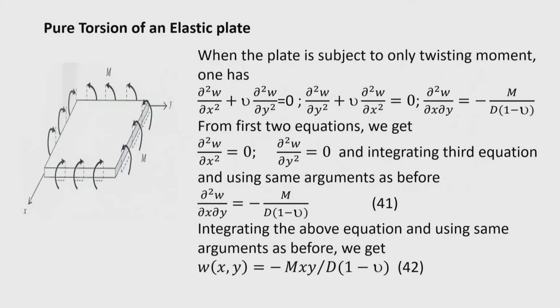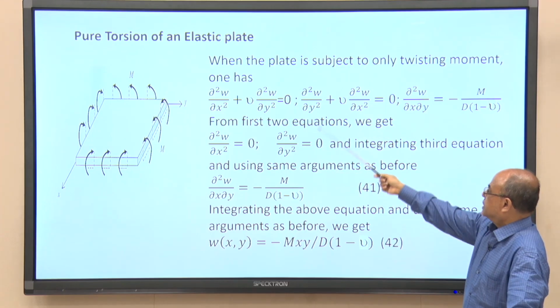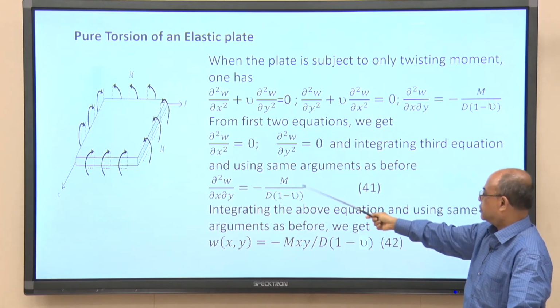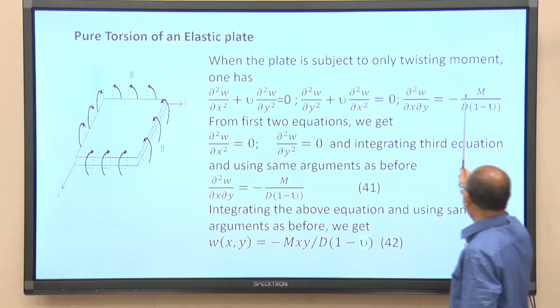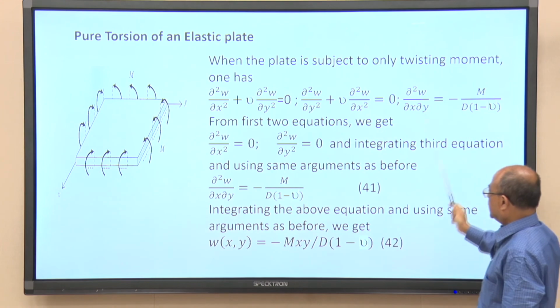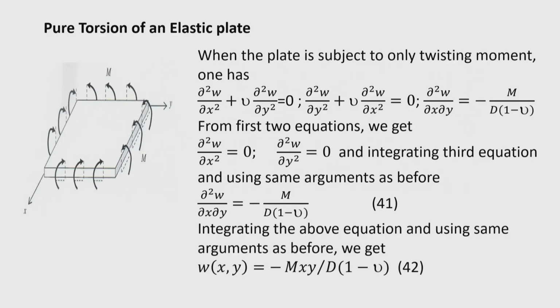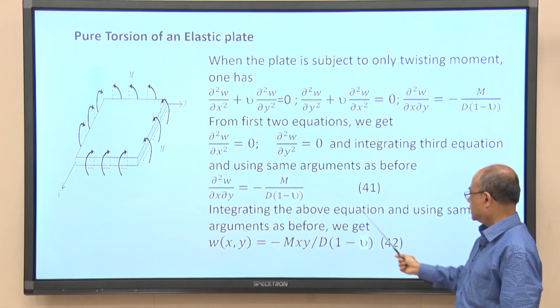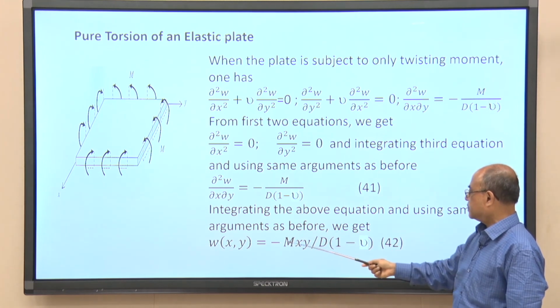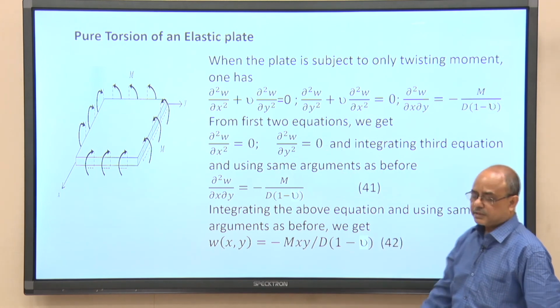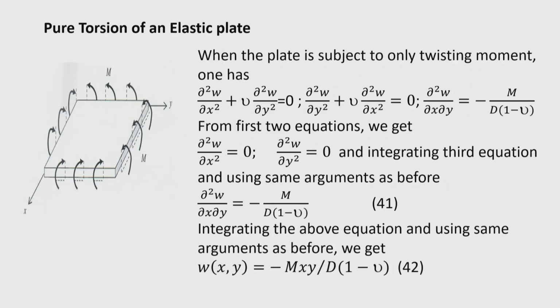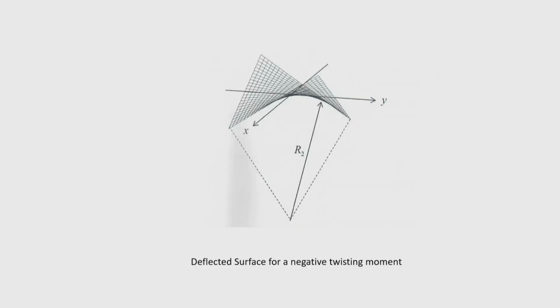If I see the pure torsion of the plate, in that case bending moments are 0, only the torsional moment is applied, and the torsional moment equation we know, this is the torsional moment equation, and we can write it as this. So, integrating the above equation and using the same argument as before, we can arrive at W as minus M_xy by D into (1 minus ν). So, this is another equation for deflection of a plate subjected to pure torque. So, pure moment is there. In that case the deflection surface will look like that.